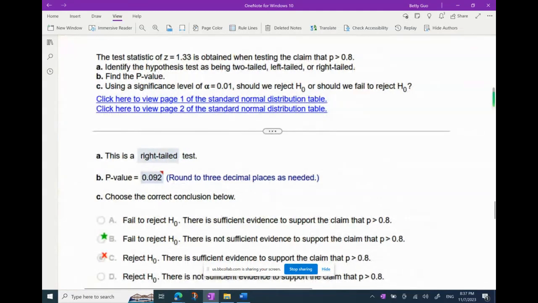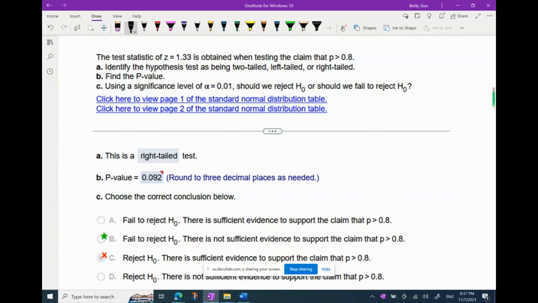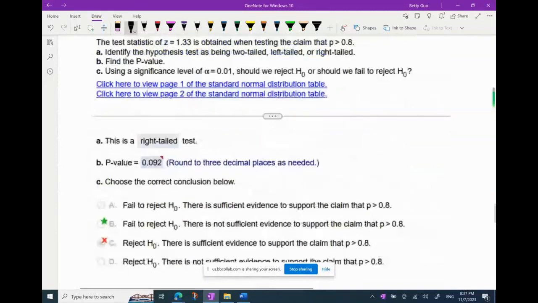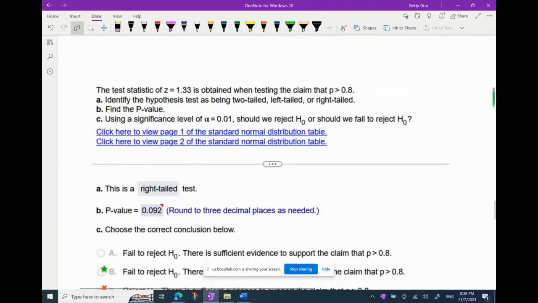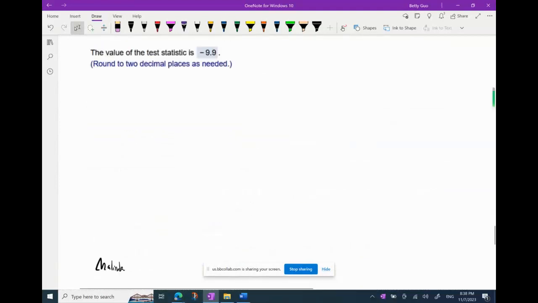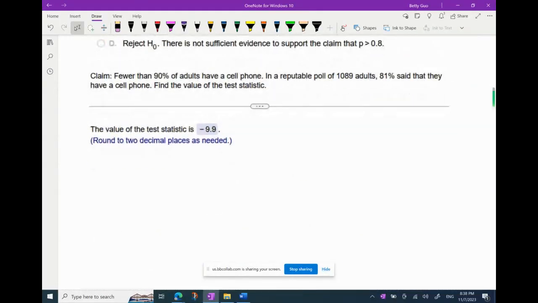The test statistic Z is obtained when testing the claim P. Let's see how many minutes we have. We have 13 minutes. I'm okay with not doing this one if other people are. We've done a whole bunch of ones like this. Yeah, we've done many of those. How about we skip it.